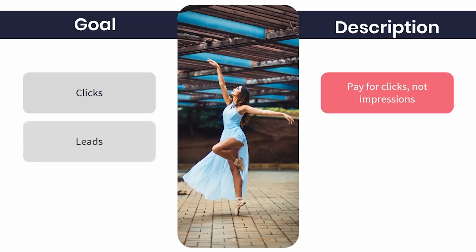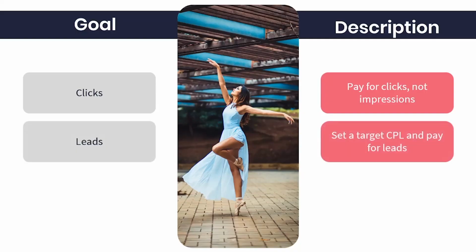Then we have leads. In this case, you would set a CPL, cost per lead target, and pay for the leads that come in after that. Essentially, you would tell the advertisement platform how much you are willing to pay for a lead. That is a target CPL, which is not always 100% exact as a target, but on average, it will match. This is something you will find on Google Ads, for example, where you have smart bidding strategies to target a set CPL.